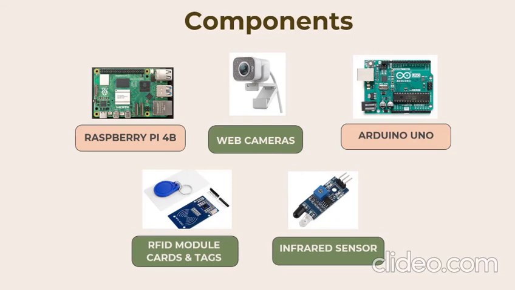The components I have used in this project are the Raspberry Pi 4B model, which is a 64-bit microprocessor, a web camera, and an Arduino Uno board which has 14 digital pins, RFID module cards and tags, and infrared IR sensors.